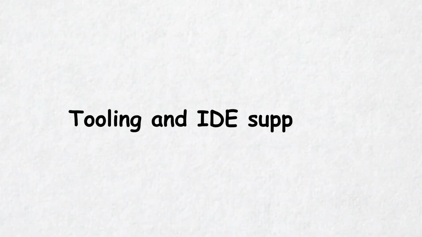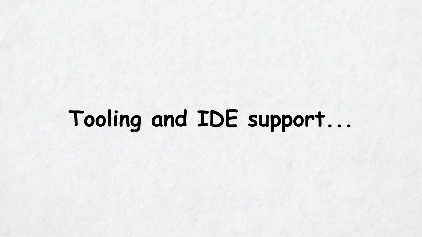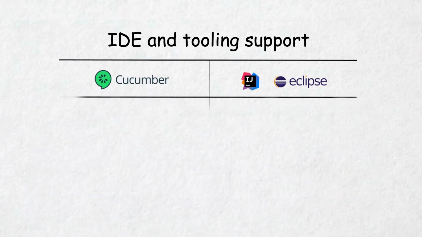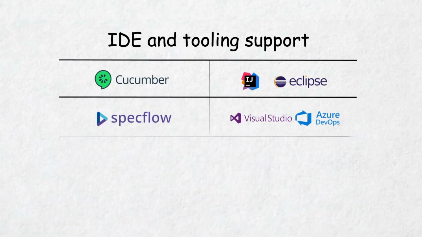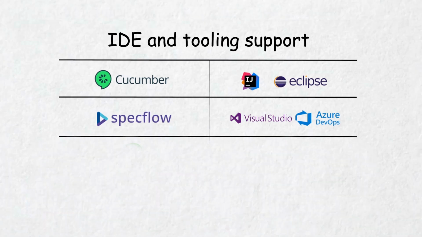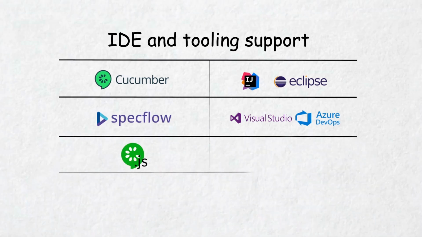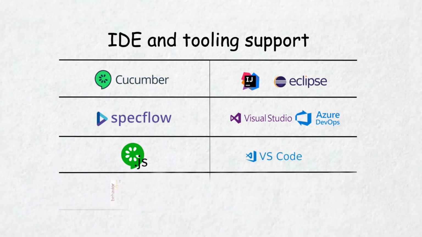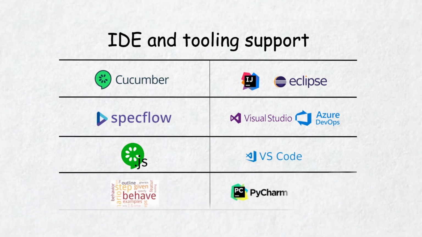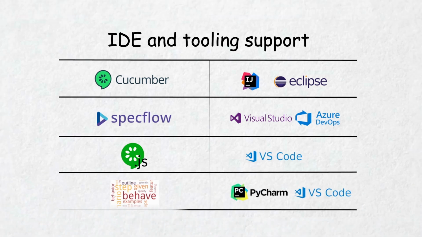Tooling and IDE support can make or break your coding experience. Cucumber works well with IntelliJ IDEA and Eclipse, with good plugins and auto-completion. SpecFlow is tightly integrated with Visual Studio and even works great with Azure DevOps. Cucumber.js works fine with VS Code or other editors, but you'll need to set up more on your own. Behave is simple. It'll work in any Python-friendly IDE, but doesn't have dedicated tooling.